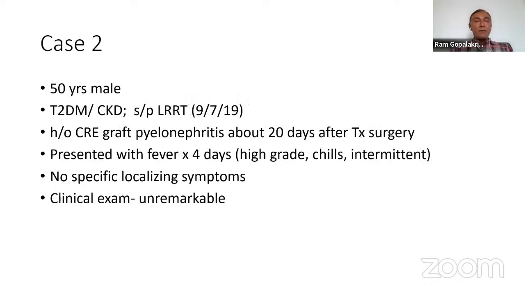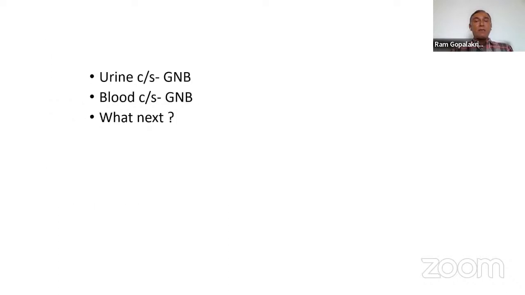A second case, a 50-year-old male, CKD. This is immediately post-transplant. He had earlier had a CRE, a carbapenem-resistant E. coli graft pyelonephritis 20 days after the transplant surgery, and now presented with fever. So we know he's had CRE in the past. Clinical exam was unremarkable, and as we would expect in the immediate post-transplant period, this turned out to be urosepsis with bacteremia. So what would you do here? Would you give this patient colistin at the risk of graft renal damage?